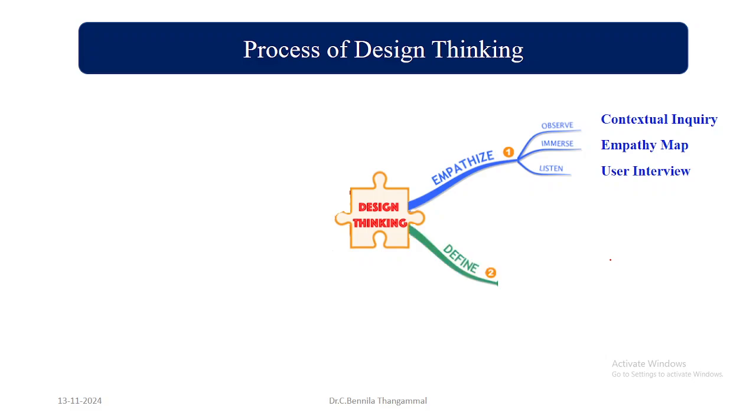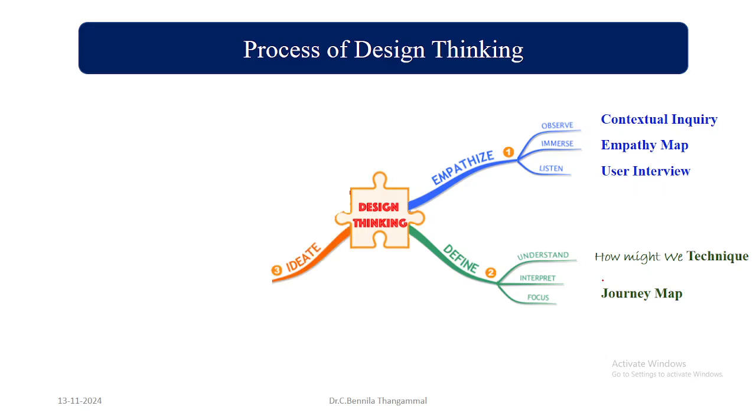Phase 2 is define, that is to form a problem statement from the details that we get through the empathize phase. How are we going to define a problem statement? We have to understand their needs, then we have to interpret, and we have to focus. By doing these things we can form a problem statement. And the techniques that we can use are the journey map and the how might we technique. Using these techniques we can form the problem statement here.